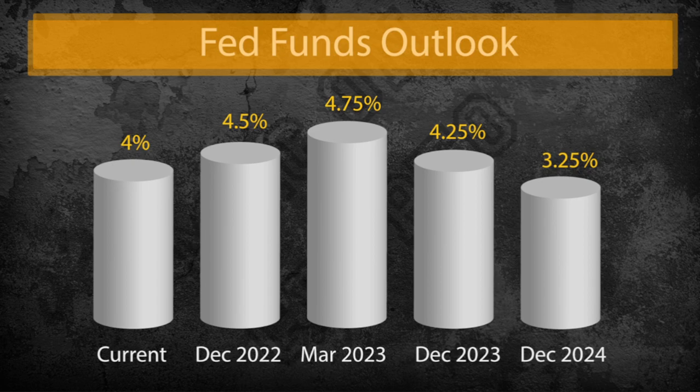So Fed funds outlook, currently we're at 4%. Within 3 days we're expecting it to go up to 4.5%. In March it's expected to hit 4.75%. As I said, I'm expecting maybe 5%. And then at the end of 2023, in December, you start seeing reduction in the rates, going back down to 4.25%, and by the end of 2024 back to 3.25%, maybe lower. We don't know, but this is all estimations.